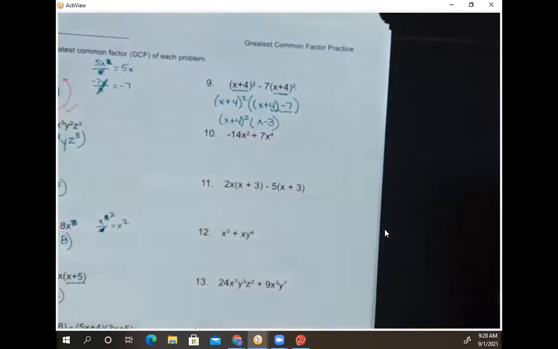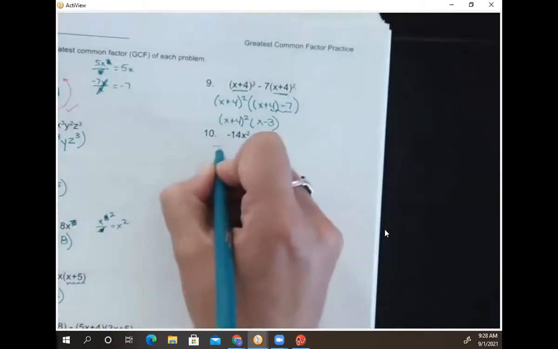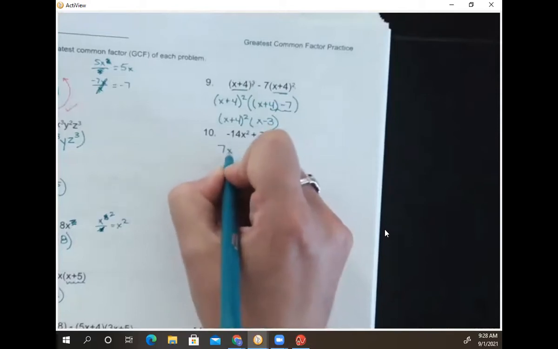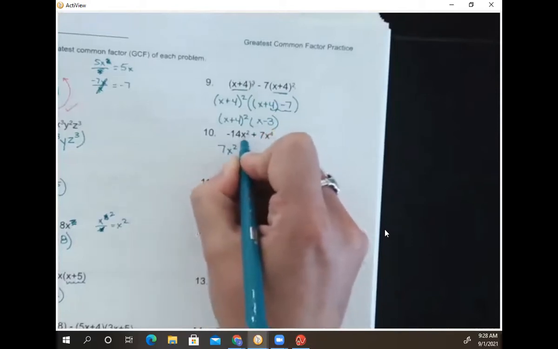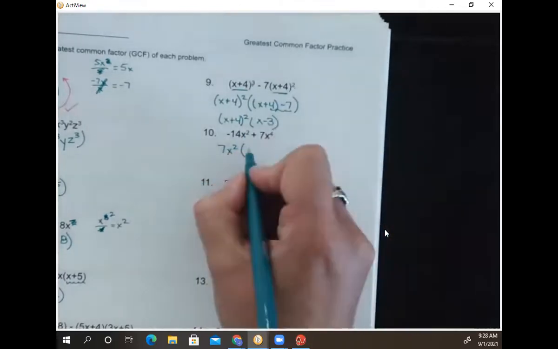What's my GCF for number 10? I can take out x. Yeah, they also have a 7 in common, and then I heard an x squared. Yeah, these both have exponents. I can take out whatever the smaller exponent is. So what would that leave me with if I factor out 7x squared?